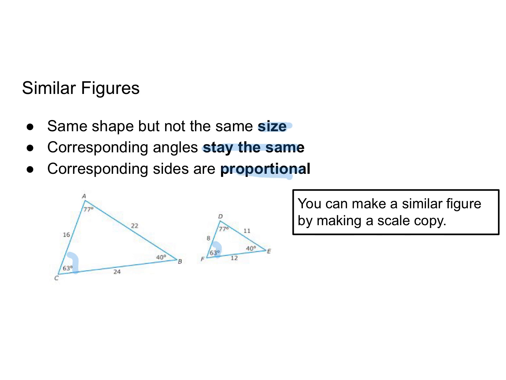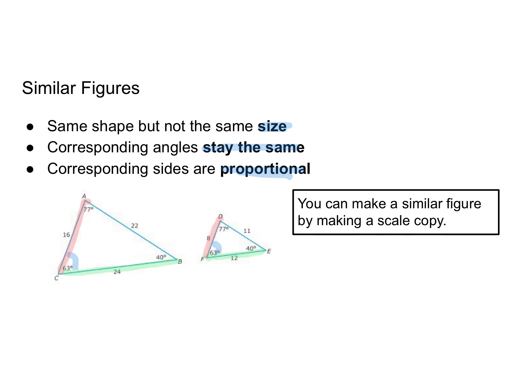And so what that means, I'm going to switch my highlighter color. For example, side CB corresponds to side FE. And side CA corresponds to side FD.